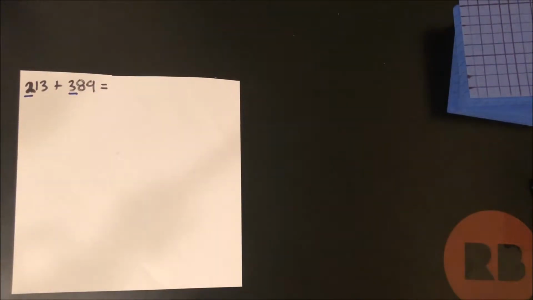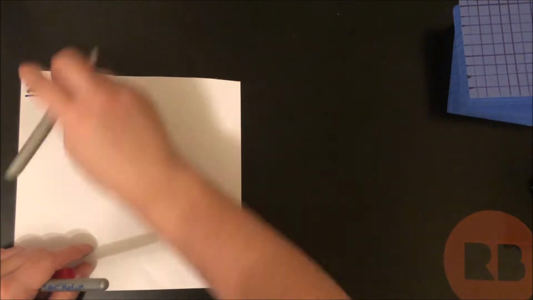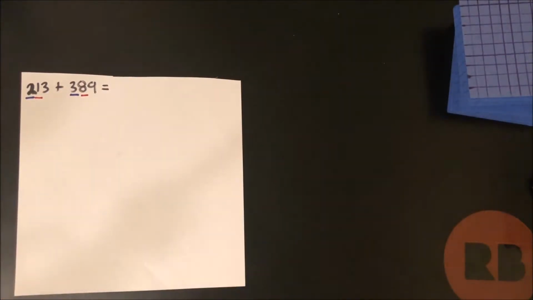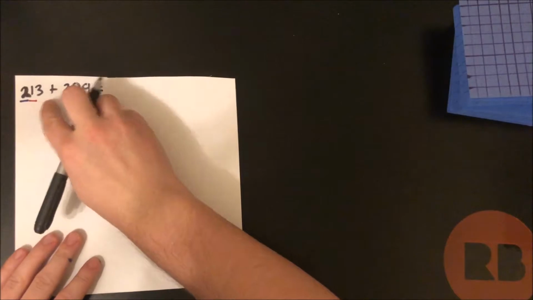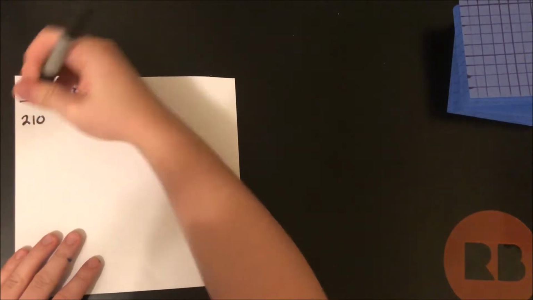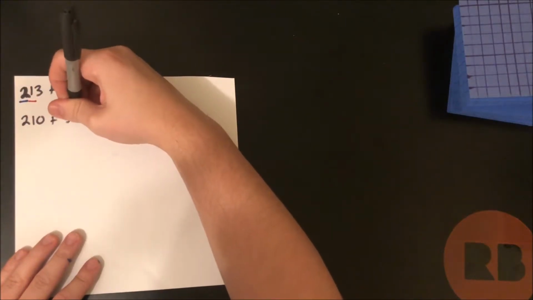And then because these are such big numbers, we'll do the second biggest place values as well. So we have 10 and 80. And then from there, we'll rewrite the equation, setting all the other place values to 0. So it's just the ones left, but still we'll do 210 plus 380.